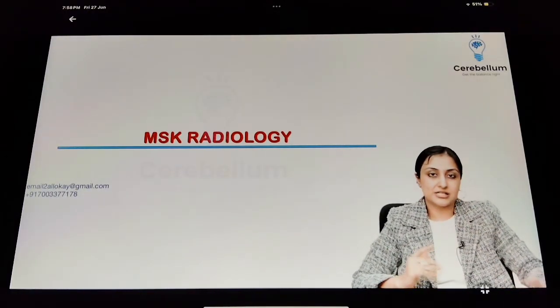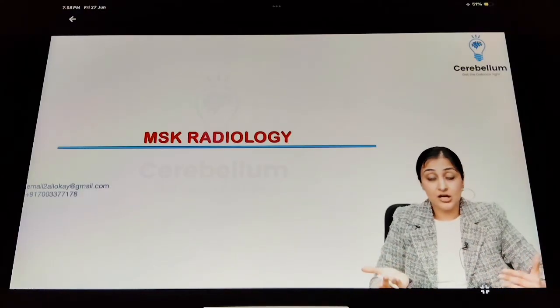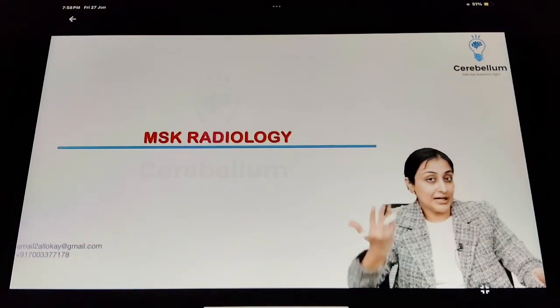Now we go into musculoskeletal radiology. A lot of overlap with what you study in orthopedics also. So if you've done ortho already, it'll be like a revision. If not, I would advise you to do ortho immediately after this. So that will be a revision.